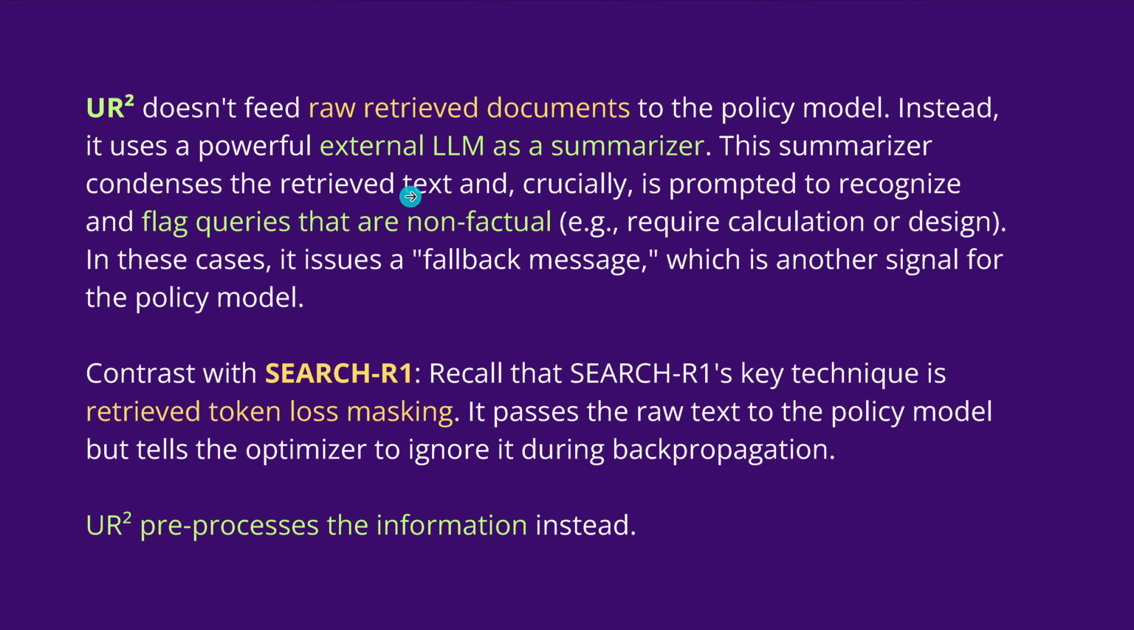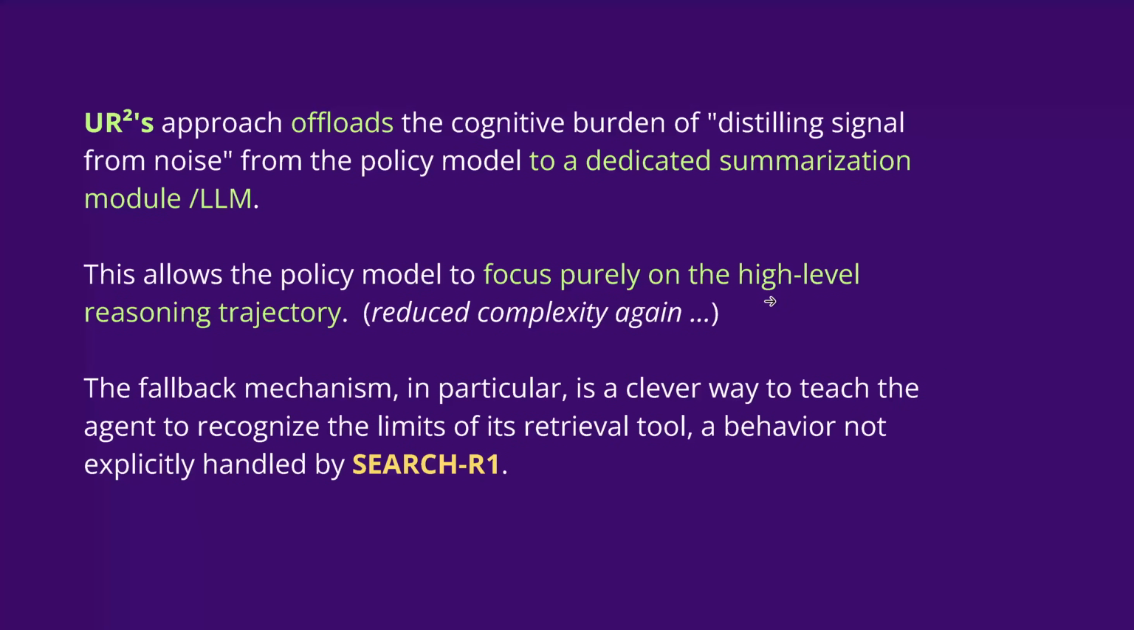We have an intelligence, so we have an external LLM as, let's say, a summarizer of all the raw retrieved data. And this summarizer condenses the retrieved text and crucially is also prompted to recognize and flag queries that are non-factual. Plus, we have also a fallback message, another signal to the policy model: hey, something went wrong. So suddenly we rely on another very powerful external LLM that is doing the job for us.